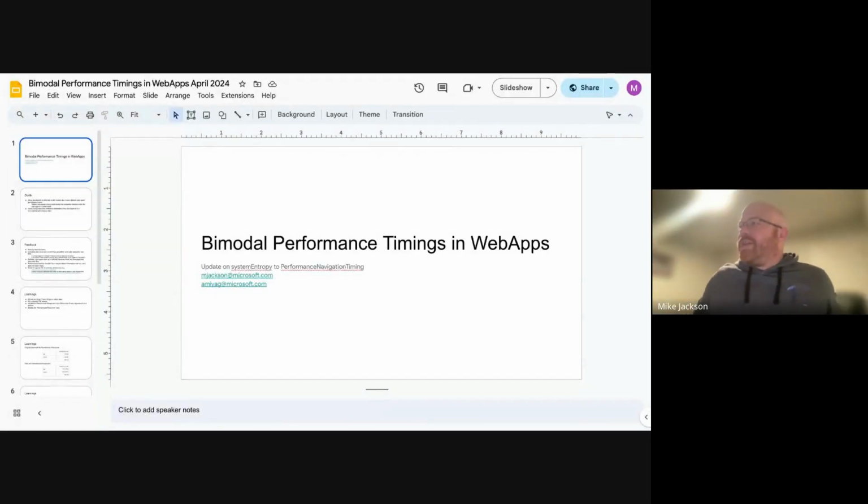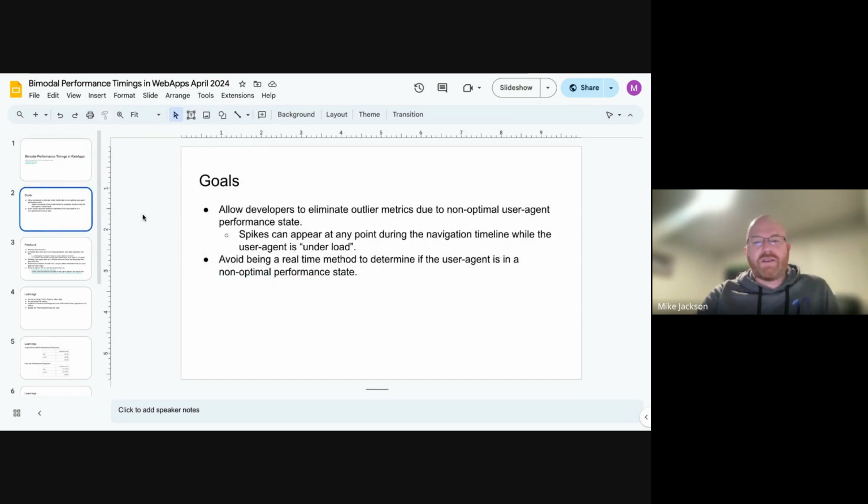But I think I've presented a couple of times here in this forum, so I just wanted to recap quickly, set some context, and then talk about where things are at with this. So the goals here are to basically allow developers to eliminate outlier metrics due to issues that might be happening on the local machine during browser load or user agent load or high CPU usage, or some other factor that we might be interested in here.